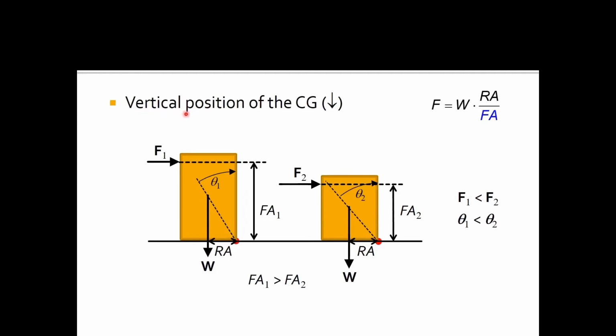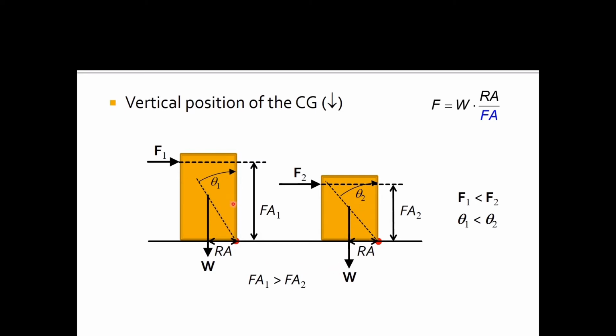The last factor that can affect stability is the vertical position of the center of gravity. That's the last factor. And as you can see here, this time the arrow is pointing downward, which means the lower the vertical position of the center of gravity is, the higher the stability is. So we have two boxes here again. Okay, there are two boxes here. And for the size of the base of support between the two boxes, the same.